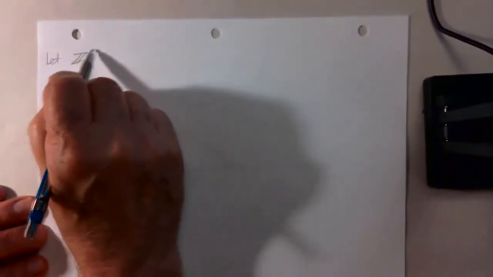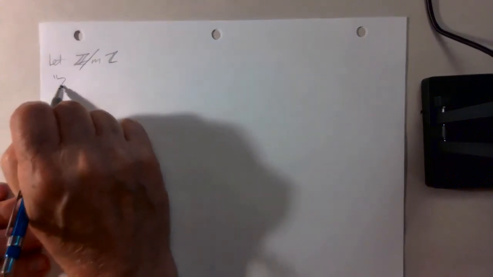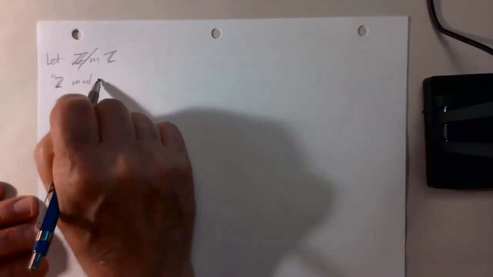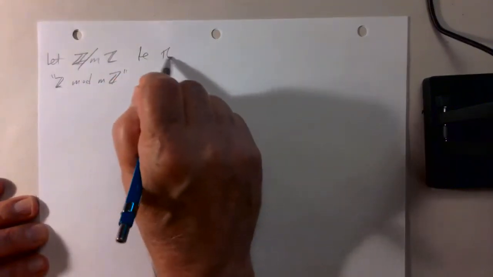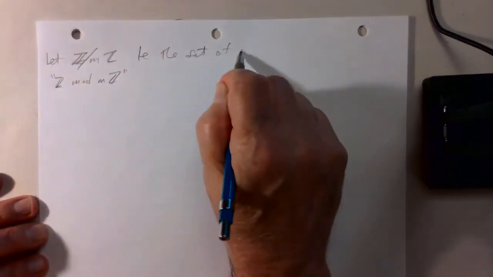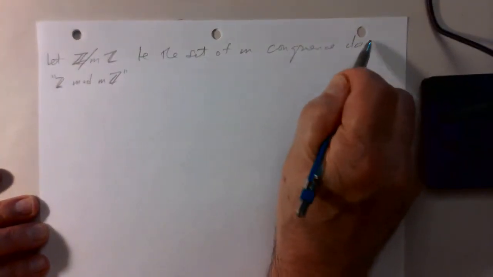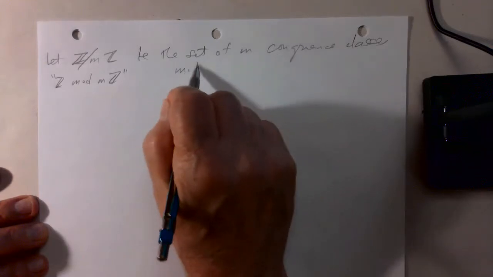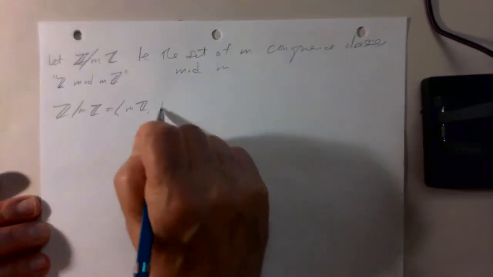So we have m congruence classes modulo m. Let Z mod mZ, this is how we write it and how we say it, be the set of m congruence classes mod m. So Z mod mZ consists of m different sets.